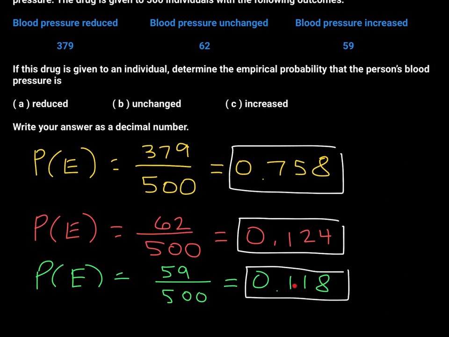This is the lowest probability. This is the middle valued probability. The highest probability by far is this one here, which means you are more likely to have your blood pressure reduced by taking this drug than any other outcome.